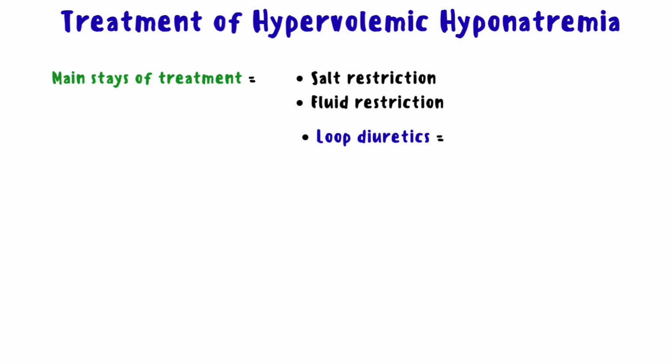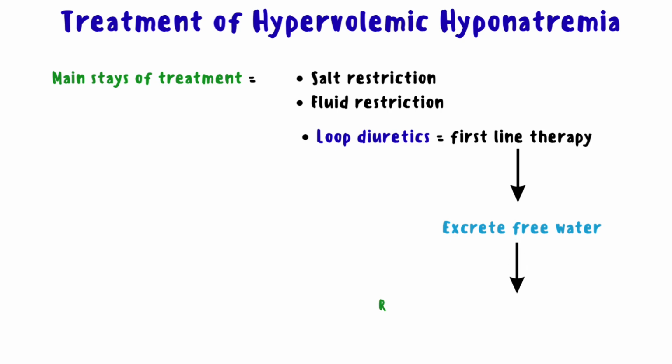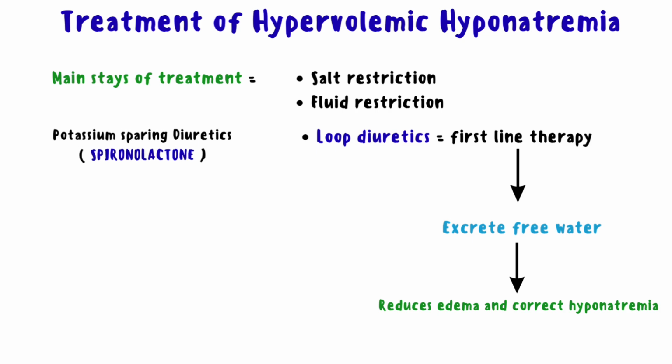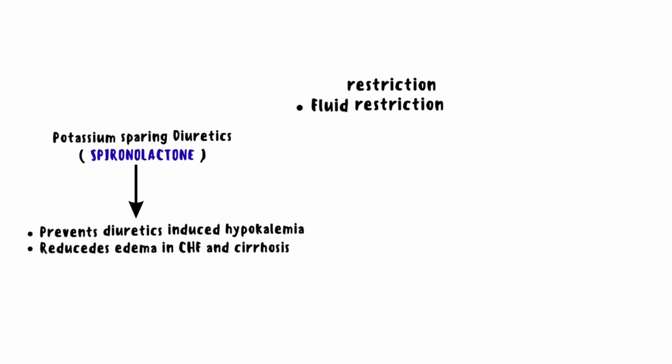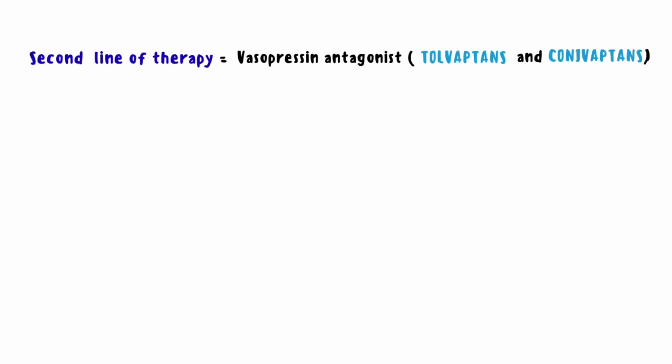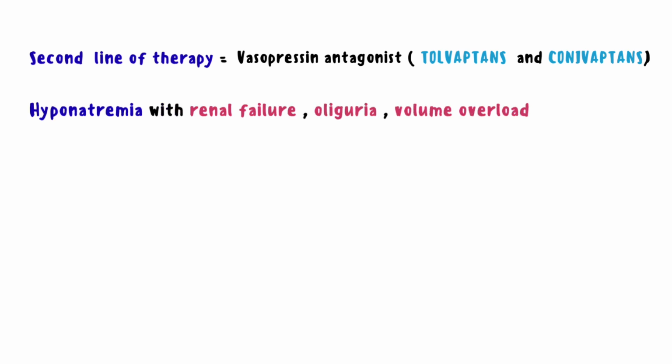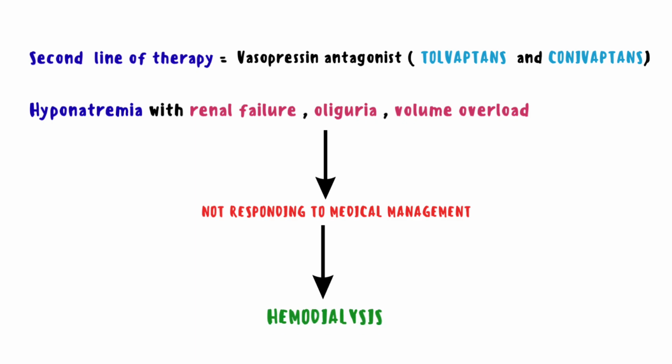Loop diuretics are first-line therapy that help to excrete free water in hypervolemic hyponatremia, reduce edema, and correct hyponatremia. The addition of potassium-sparing diuretics like spironolactone is helpful for preventing diuretic-induced hypokalemia and reduces edema in congestive heart failure and cirrhosis. The second line of therapy is vasopressin antagonists like Vaptans. In hyponatremia patients with renal failure, oliguria, and volume overload who are not responding to medical management, offering hemodialysis is an effective option.